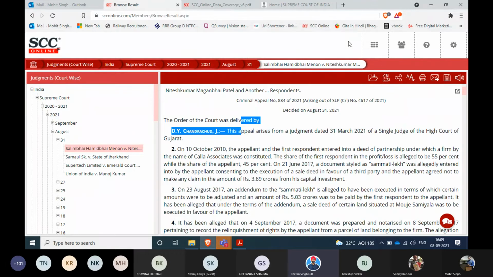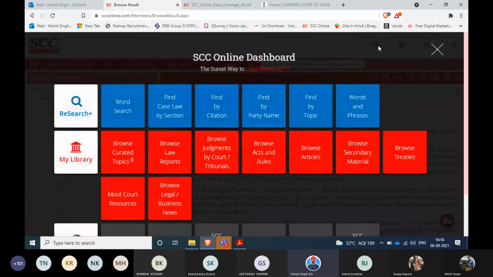Let's go back, Mohit, to the dashboard. There's another thing which I would like to cover in the library part, that is browse credit topics.